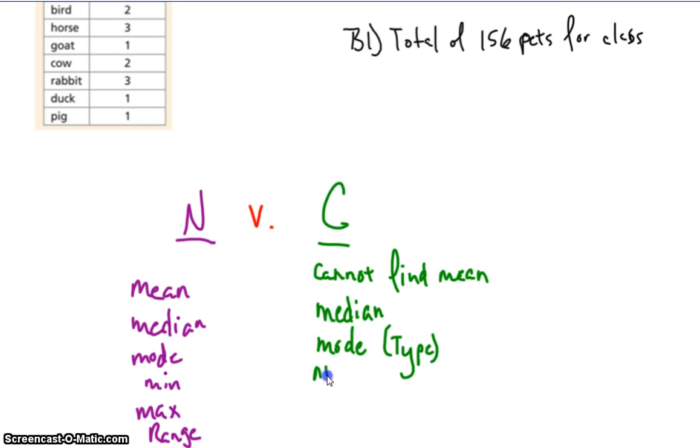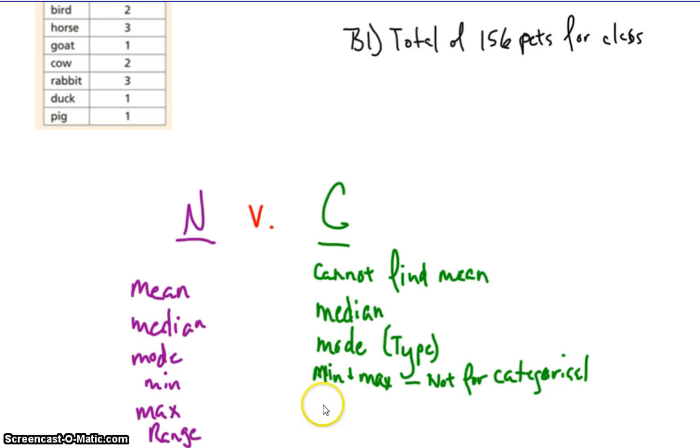We're not really going to be able to find the minimum and the maximum. We can find numerical, like who had the most number, but again, that's more mode than it is minimum and maximum. So not for categorical. And then categorical, got to spell that out.